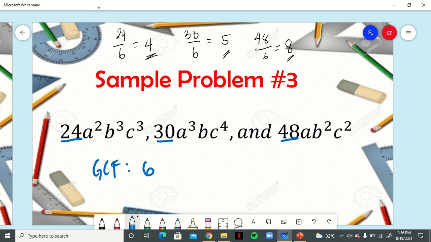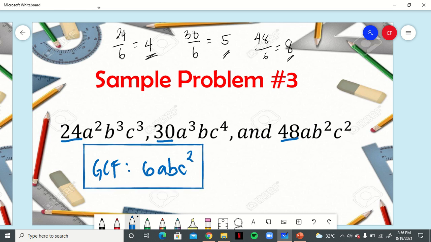Now, let's go to the variables. Again, the variable we take is the one with the smaller exponent. Here we have a squared, a cubed, a, so we take a. Next, b squared, b cubed, b squared, so we take only b. Then c cubed, c raised to 4, and c squared. Of course, 2 is smaller, so we take c squared. So this is the GCF in sample problem number 3: 6abc squared.